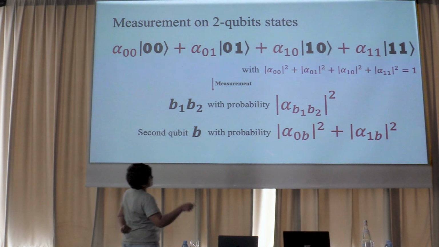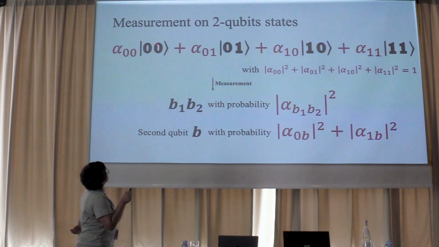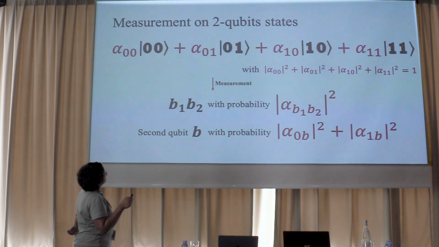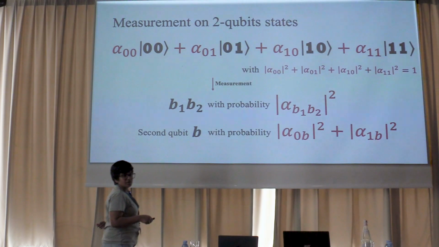Yeah, like I said, for the second qubit, you get 0 with probability this square plus this square, and you get 1 with probability this square plus this square. Okay? Cool.